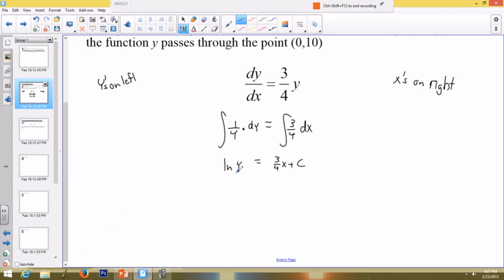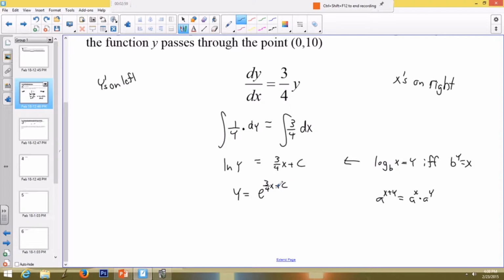Now, we want to get y by itself so we can have a function for y. And remember that log base b of x equals y if and only if b to the y equals x. So since ln is log base e, we can say y equals e to the 3/4 x plus c. And remember that if you have a to the x plus y, that's going to be equal to a to the x times a to the y. We've talked about that way back in Algebra 2.